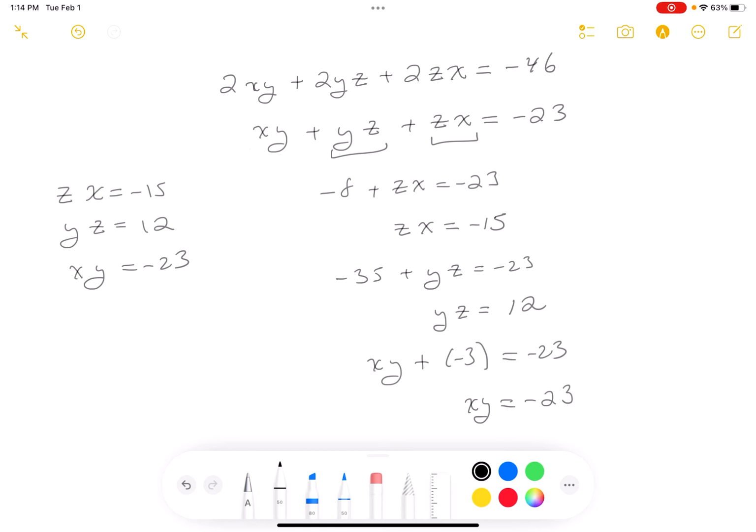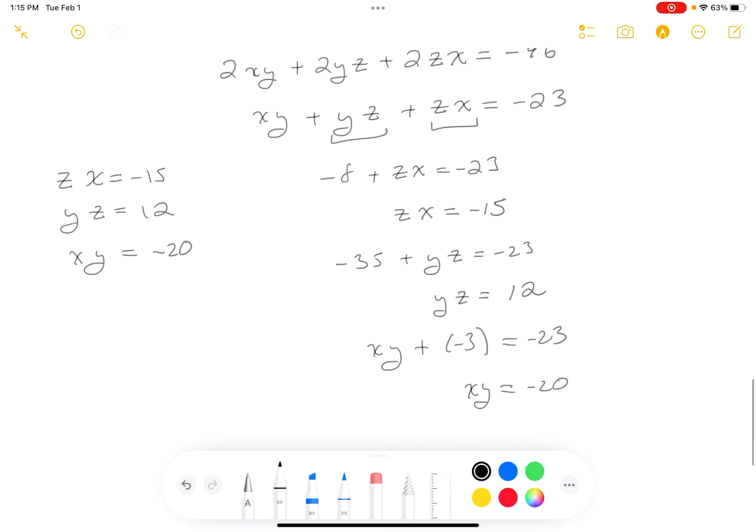And I think I made a mistake somewhere. Oh, I'm sorry. I see the mistake now. And I just, I don't know why that happens. That's not true. I'm glad I looked. That's minus 20, right? All right. So let's see what we can do now.